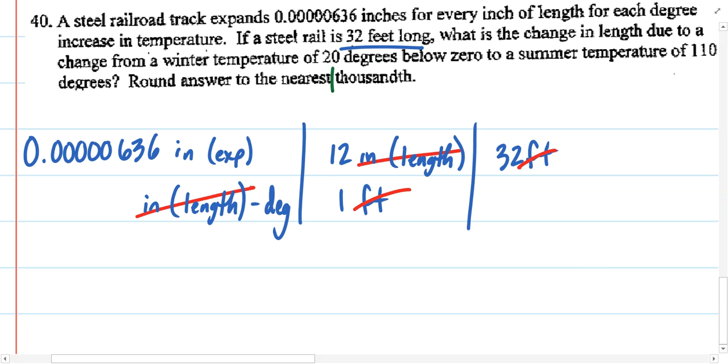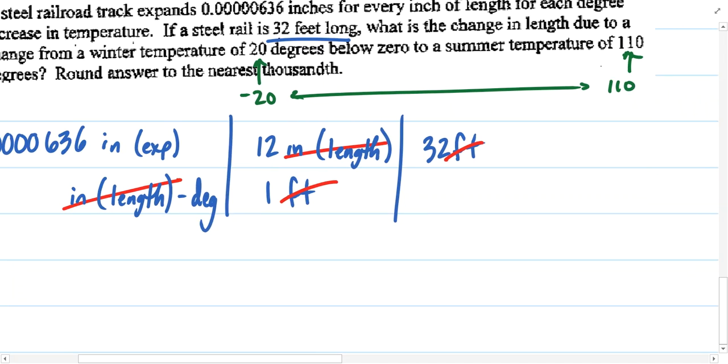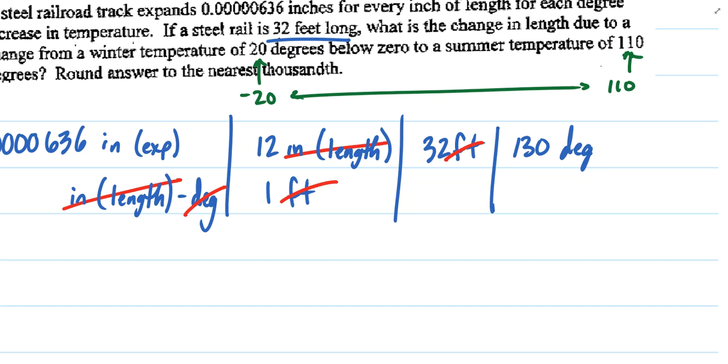And I'm also going to note here that 20 degrees below zero is like negative 20 on a scale, and 110 degrees above zero is like 110, and the distance between negative 20 degrees and positive 110 degrees is a change of 130 degrees. And I would like to get this unit to cancel in the denominator. So with degrees in the denominator, I'm going to include an extra section of this t-chart to indicate that there's 130 degrees of change in the numerator, and that's going to cancel as well.